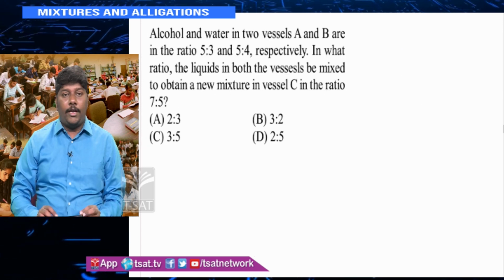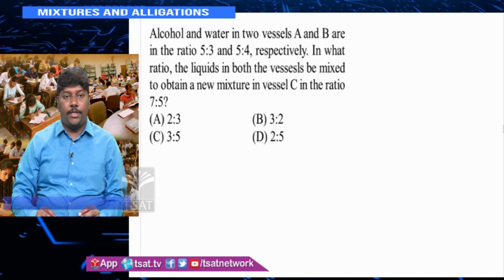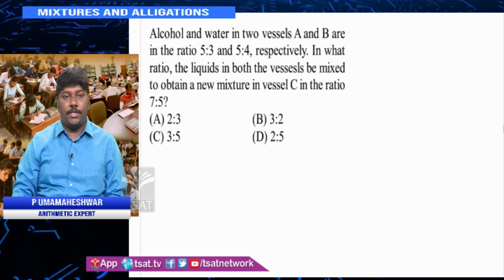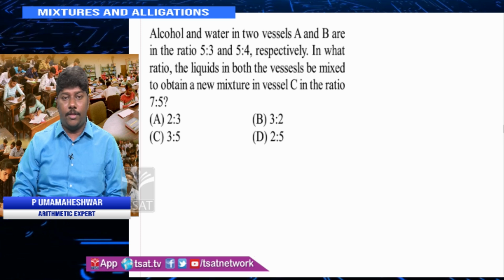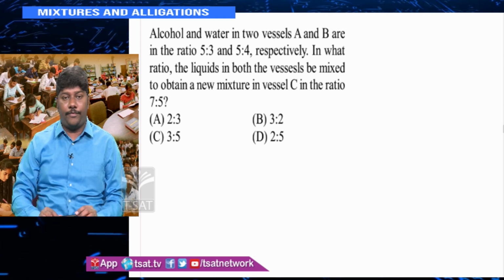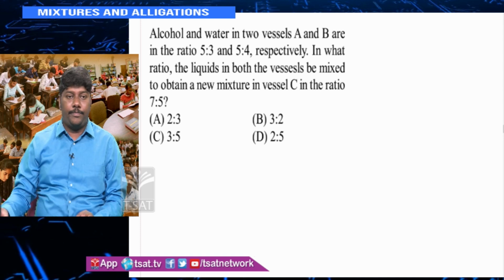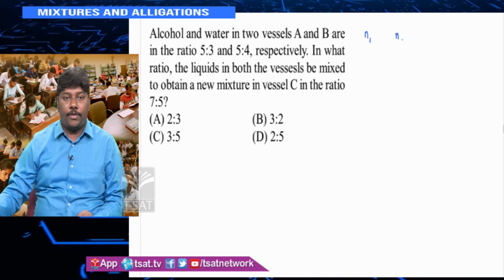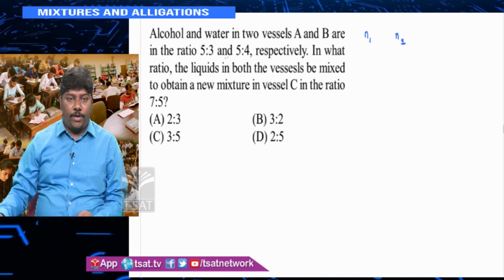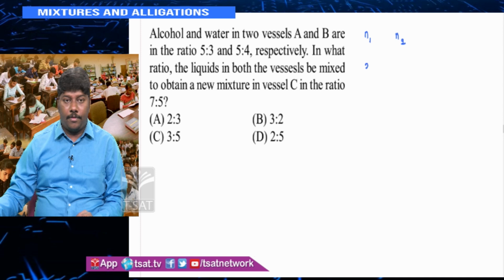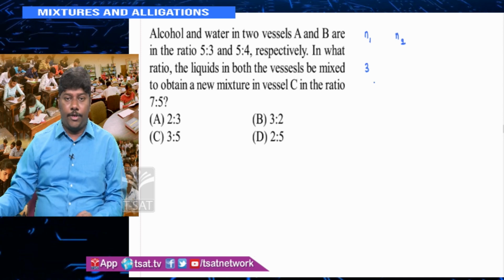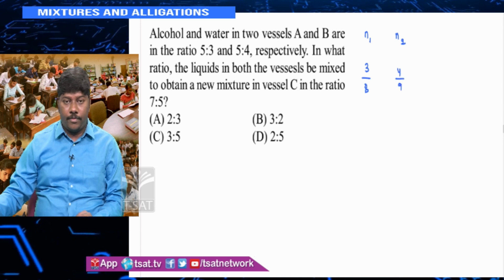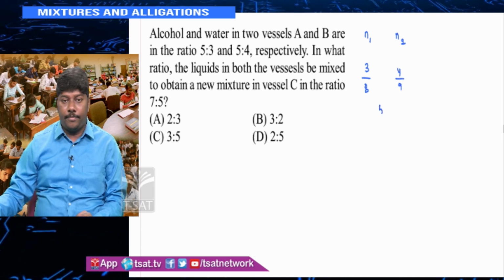Next one, alcohol and water in two vessels A and B are in the ratio 5:3 and 5:4 respectively. In what ratio should the liquids in both the vessels be mixed to obtain the new mixture in vessel C in the ratio 7:5? So he is asking you simply N1 is to N2. You take any one of them, you will get the answer. You can take the smaller one. I am taking the water ratio in both of them: 3 by 8, the second one is 4 by 9, and the last one is simply 5 by 12.